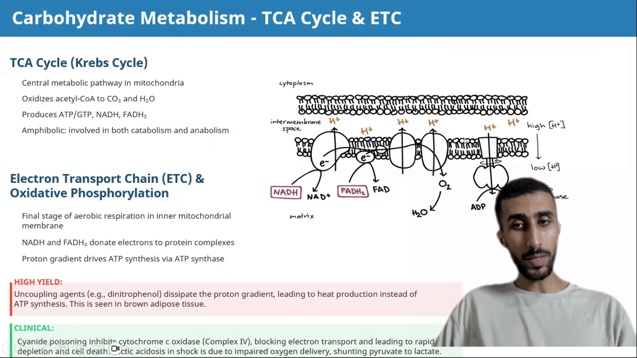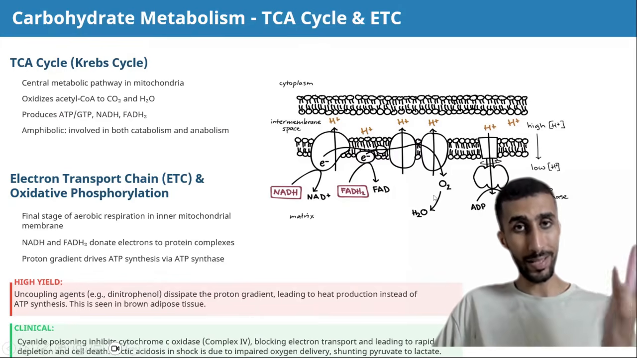So this build-up is going to go eventually into complex number 5, which is the ATP synthase complex. It's going to go from the high gradient in the intermembrane space into the matrix, and it's going to activate the ATP synthase enzyme. This is going to convert ADP into ATP. And you have to know that complex number 4 is responsible for the transfer of electrons to oxygen.